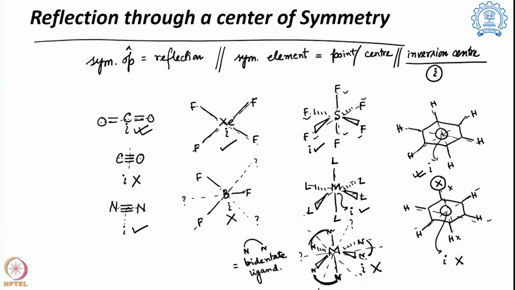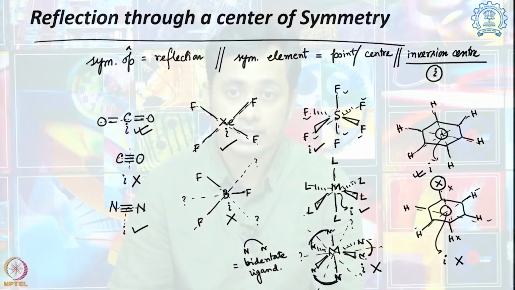Each and every portion has to match. It is not like only a partial position is matching, that means I can say I have a reflection through a center of symmetry. We cannot say that, we have to match each and every portion of it. So, that is known as a reflection through a center of symmetry.